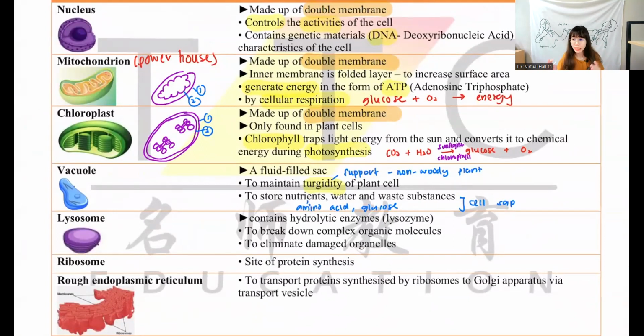So there's a lot of example in the cell sap. You can write any example. You can write water, carbon dioxide, oxygen also correct. Okay. Now lysosome. Lysosome is like a human stomach.